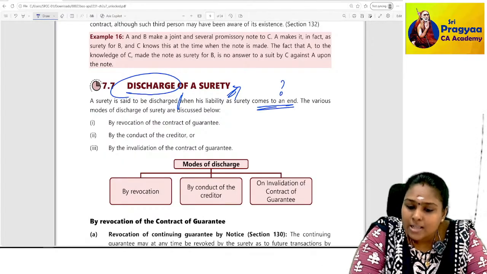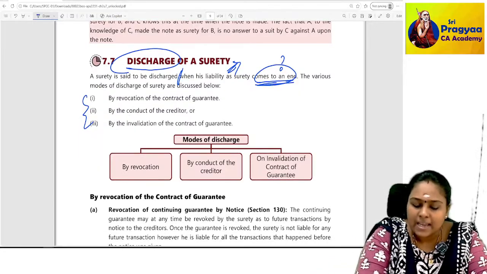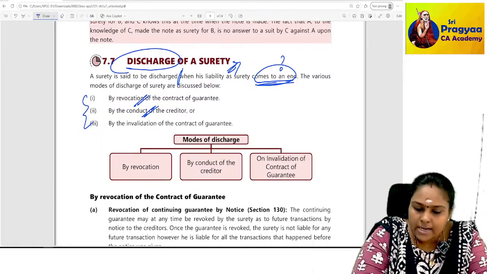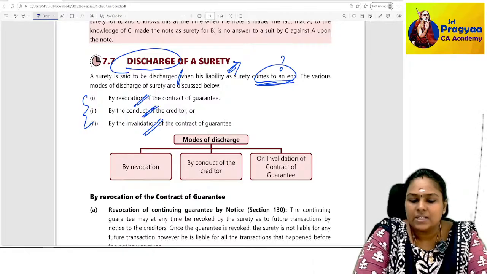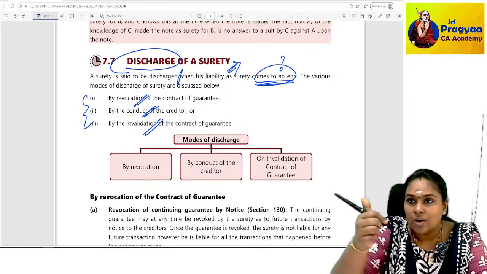Now, in what all situation comes to an end? That is what we are going to study. First one is by revocation of contract and invalidation. Revocation of contract, conduct of creditor, invalidation of the contract.